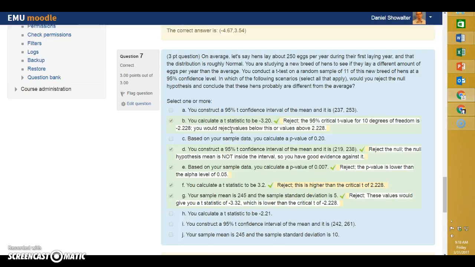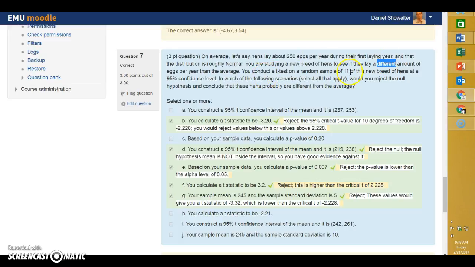Number 7, this is a big question, and I do recommend that you try to wrap your head around it. It's an important one, and it shows all the different ways of rejecting a null hypothesis. So we have this basic study of 250 eggs per year in general for all breeds of hens, and I think that's roughly correct. But we're studying a new breed of hens, and we want to see if they're different than average. We're not saying whether we think it's higher or lower than average. We're just saying different. In other words, we're looking at a two-tailed t-test or two-sided p.